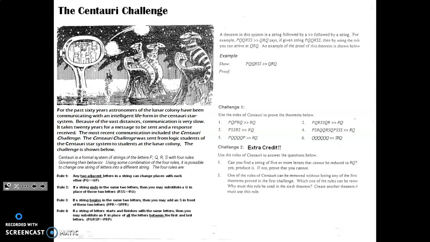I believe you guys, on your sheet, you'll want to look for the Centauri's challenge sheet in your packet that has all the information on it. And I believe your proof is there, but I'm just going to walk you through it. So go ahead, hit pause and read through this. I'm not going to read it to you.